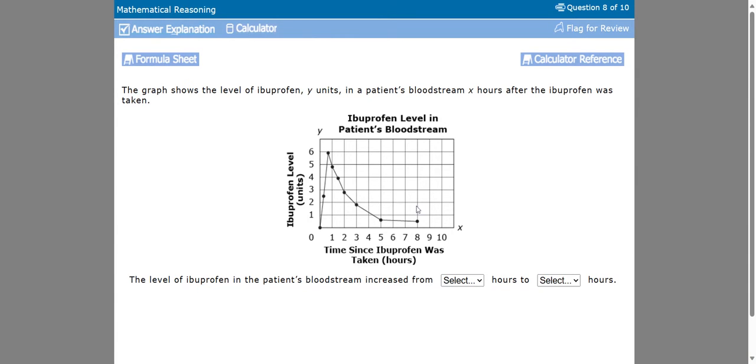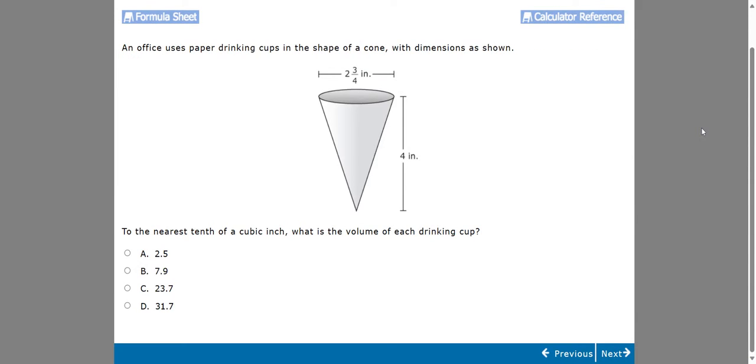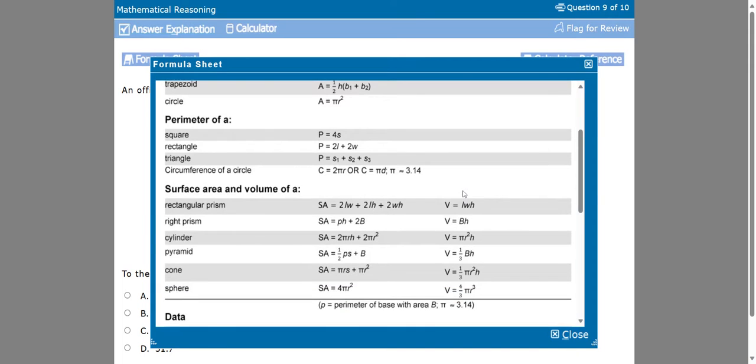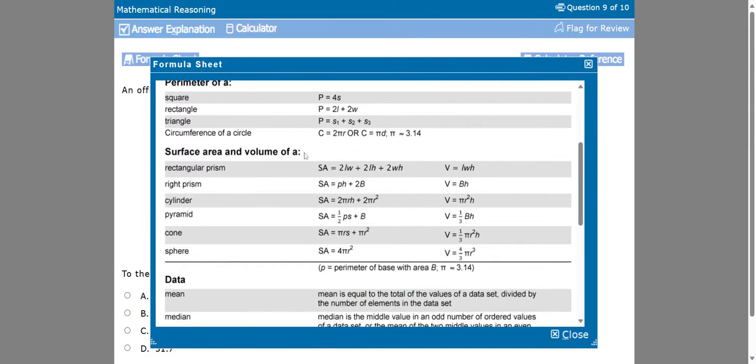Here, this is really about reading graphs and looking at it from a graph literacy standpoint. What would the level of ibuprofen be in the patient's bloodstream, increased from what hours to what hours? And so you can sort of see that and graph it. We also have, now we're getting into the volume of, in this case, a cone. And so, of course, you're going to want to go to your formula sheet and look at, okay, what's the surface area and volume of a cone? So obviously, we're not looking at surface area, we're looking at volume.